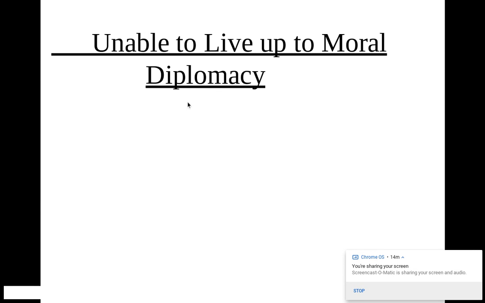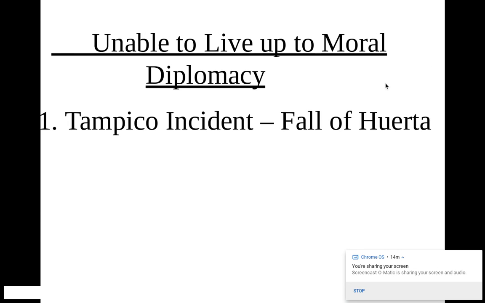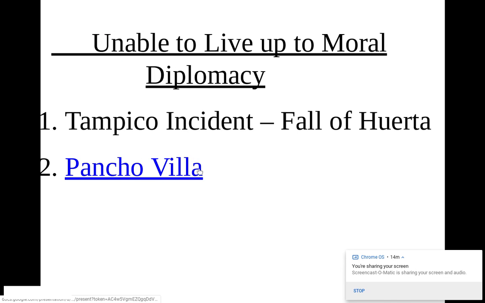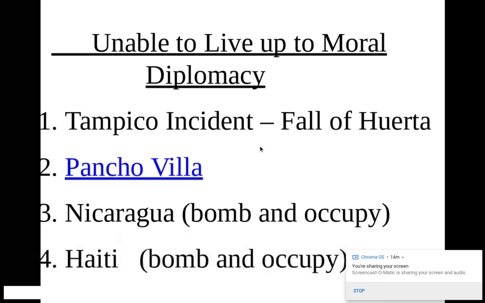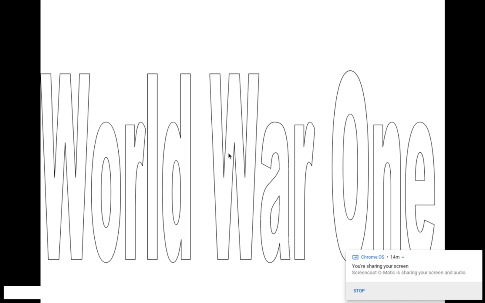But things have been changed forever in terms of American foreign policy, because even Woodrow Wilson sends troops to Mexico. We invade Mexico looking for the bandito Pancho Villa, and we invade and bomb Nicaragua and Haiti. So there's a brief explanation of progressive foreign policy.